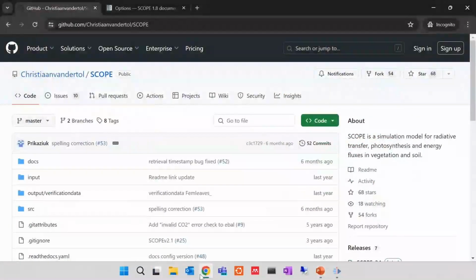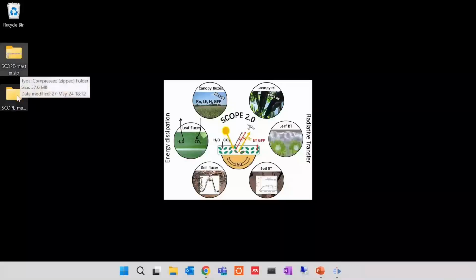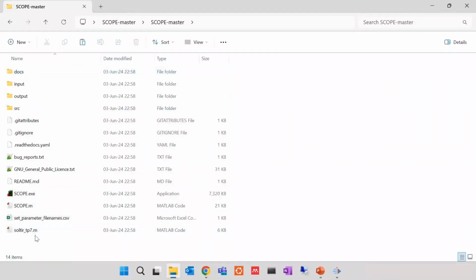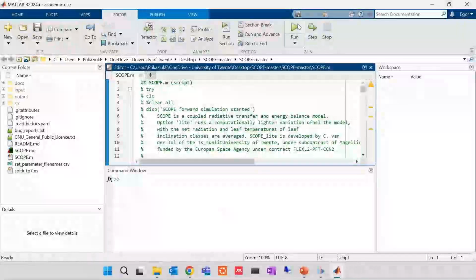What I expect you have already done is you went to our GitHub and you downloaded the model with download zip. After that, you have unzipped the file, and now you can navigate to scope-master, and you see these files. Also, of course, you have MATLAB, which would normally start with a double click on SCOPE. See that SCOPE is open, and we run it for the first time.